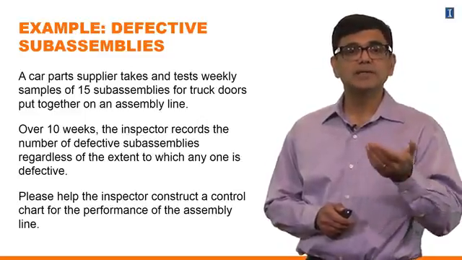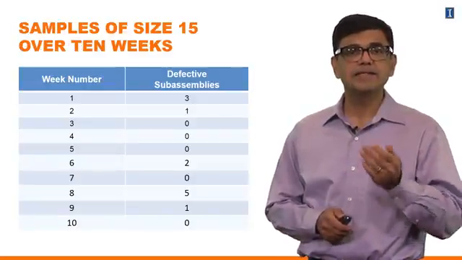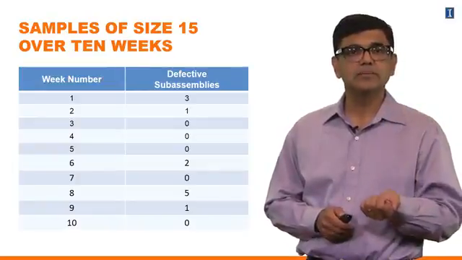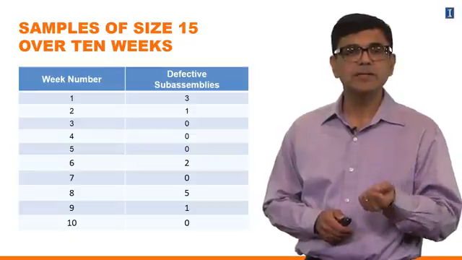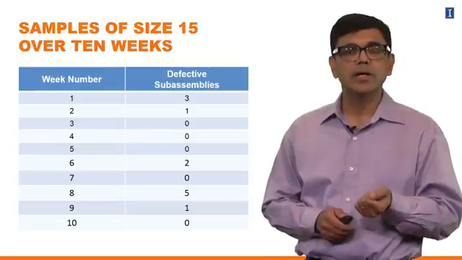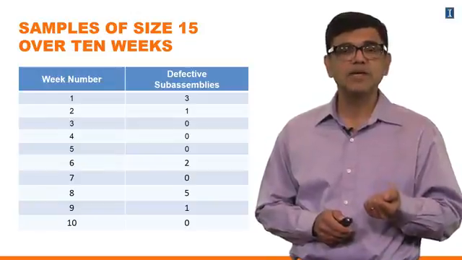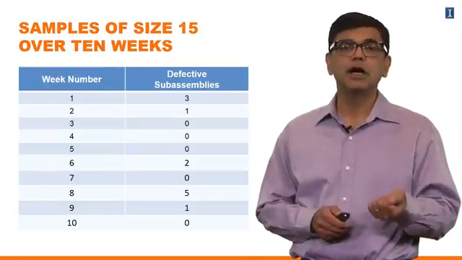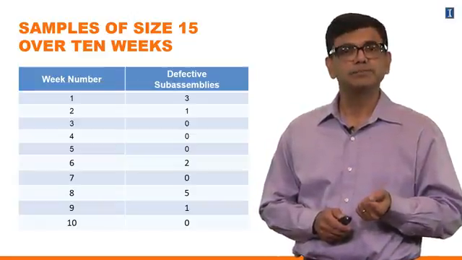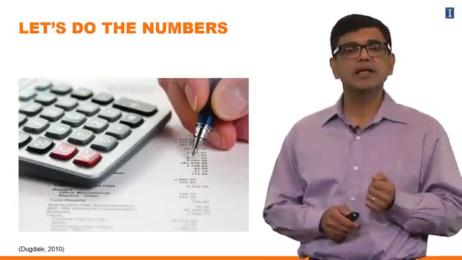Coming back to the data, over 10 weeks they're getting samples of 15 each. The data that we have is described over here. So week 1 through week 10, each week 15 subassemblies of doors are taken, and the number of defective ones are being recorded. You can total these up and you'll see that there are a total of 12 defective subassemblies, out of a total of 10 times 15, 150. So that's the kind of data that we have to start off with. Right. So we're moving towards calibrating a control chart. So let's do the numbers here and see what we can find.